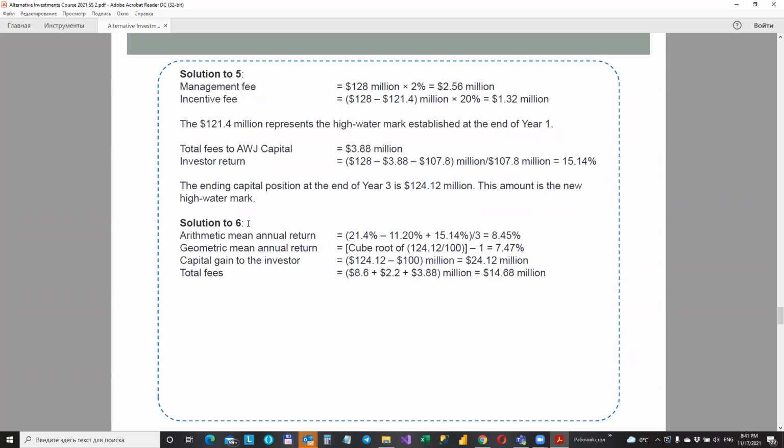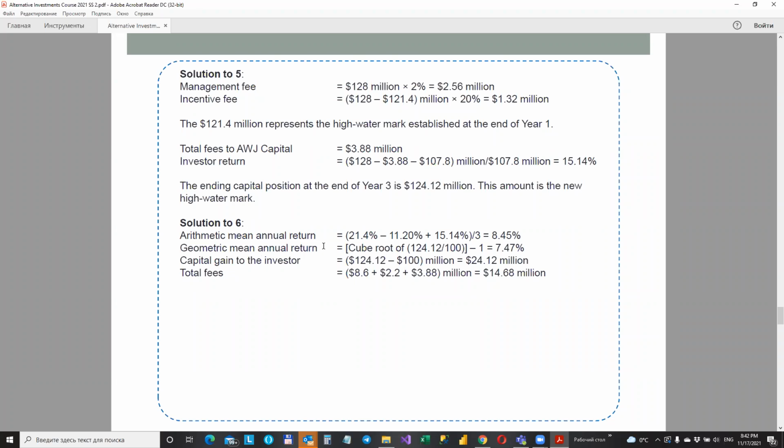The solution to problem 6: we have a mean annual return of plus 21 in the first year, minus 11 in the second, and plus 15 in the third. That's 8.4 roughly. Geometric mean return is the cube root, because we have 3 periods, with an ending value of 124 and a starting value of 100, so it leads us to 7.5 roughly.